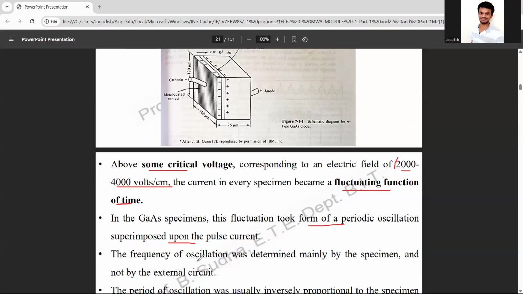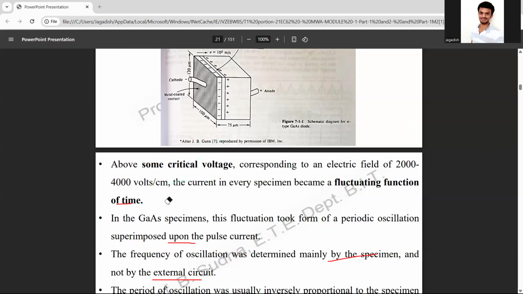The frequency of oscillation was determined mainly by the specimen and not by the external circuit. You can underline this, these values and all. If you write, you have to underline and show so that the invigilator gets happy that you know everything and will give the complete marks out of 10.